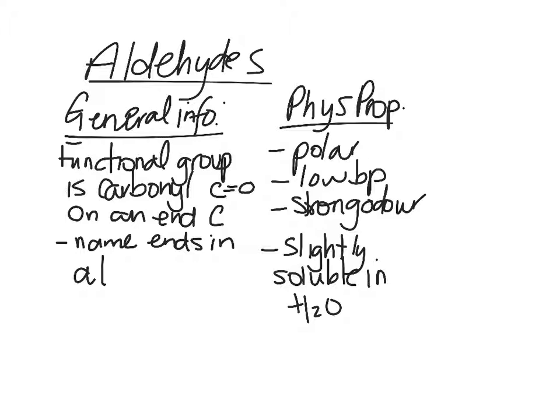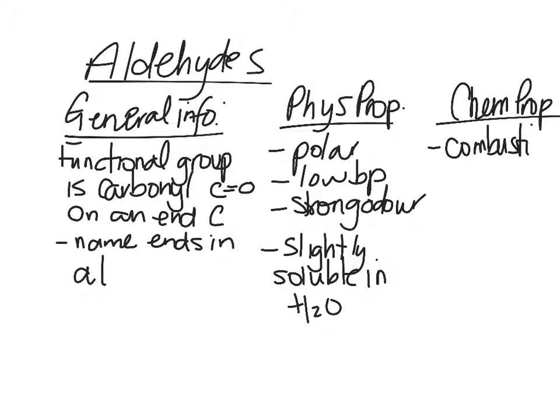Okay, chemical properties. Chemical properties for the dancing queen over there. Combustible. And it's used to make plastics and adhesive.